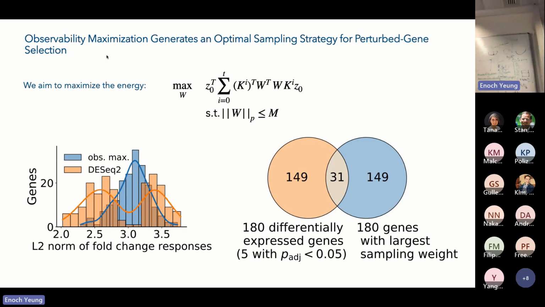And so what we found was that there was some overlap in terms of the genes that were highlighted using both methods. But on the blue is plotted here our method, the observability maximization technique, and this beige or orange color is the DESeq gene. So it actually complements DESeq. It finds different genes that are good for temporal dynamics.